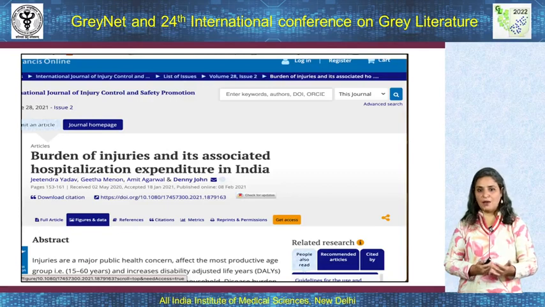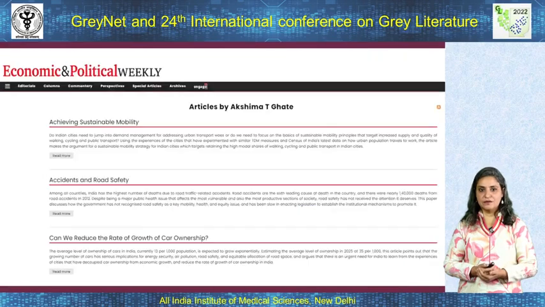And what is happening? How much money are we spending on hospitalization, and is that really required? Cannot such diseases be prevented? Many times it happens that you ignore magazines. So this is one important magazine, Economic and Political Weekly, where there were publications on road traffic injuries.